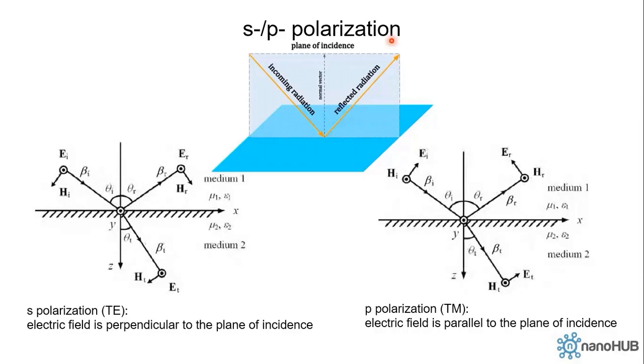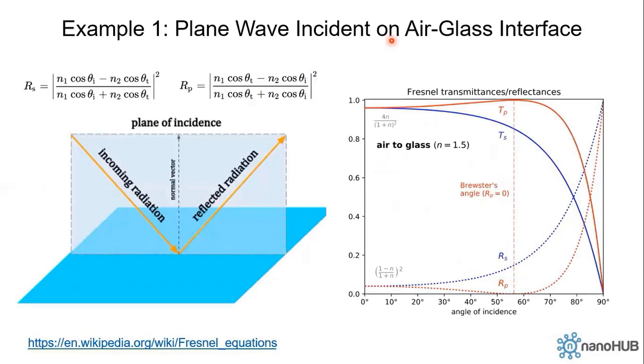On the other hand, for P polarization, the electric field is parallel to the plane of incidence. As you can see in the right-hand side schematic, the E field is in the plane, while the H field is out of the plane, pointing toward you. It turns out that the reflectance and transmittance for P and S polarization are different. Here on the top left, we show the formulae for both reflectance, and on the right-hand side, we plot the reflectance and transmittance for the two polarizations.